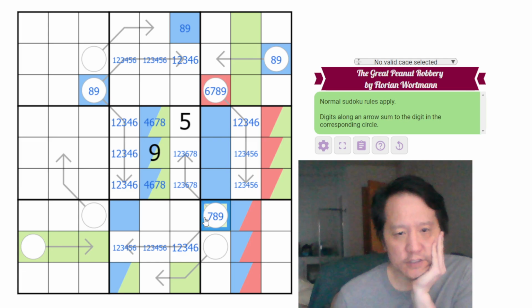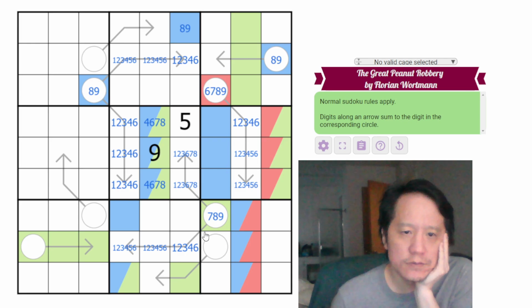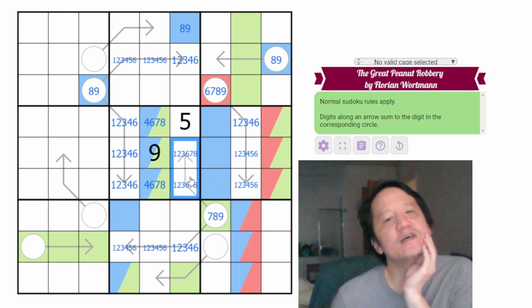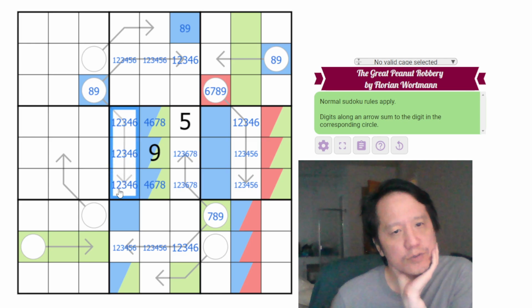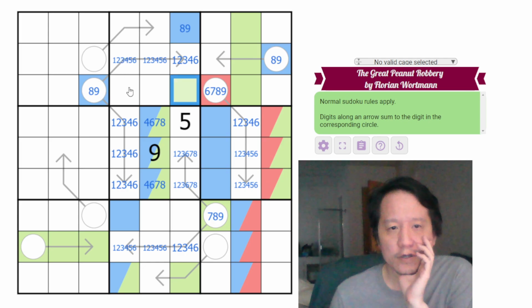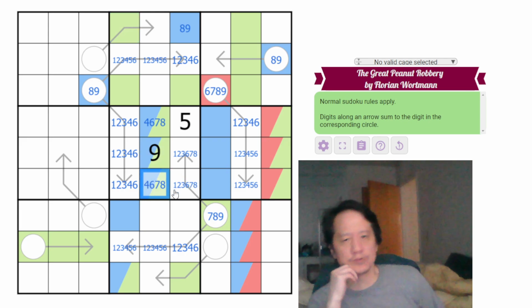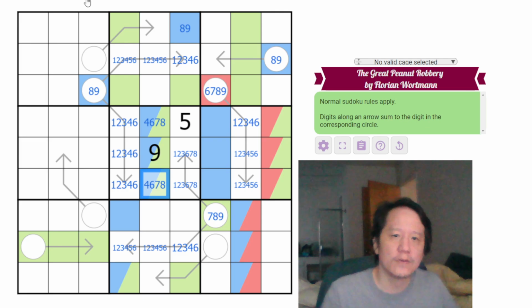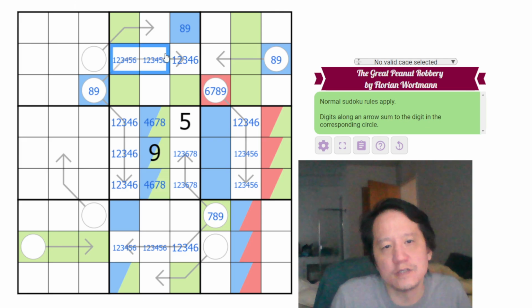Okay, so for this to be 7, this would have to be 1, 6. This would be 2, 3, 4. So green could be here, here, or here. I don't know which. Red could actually be along this line, so that's not helpful.